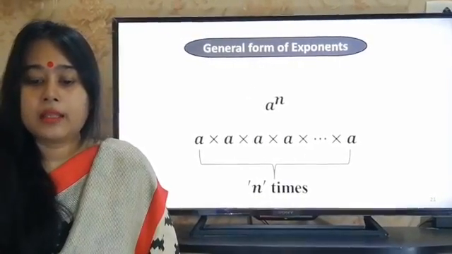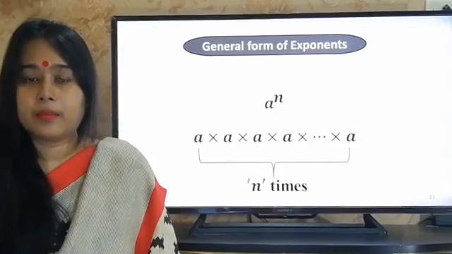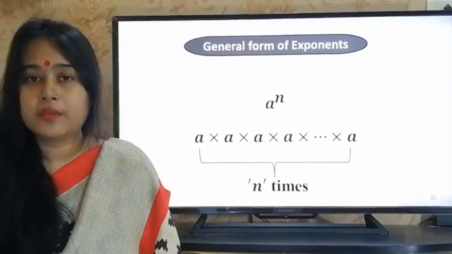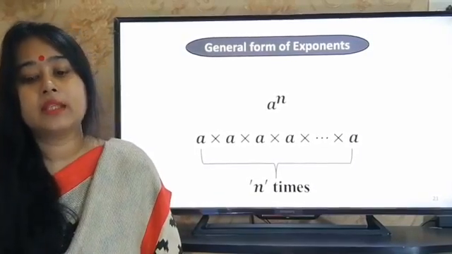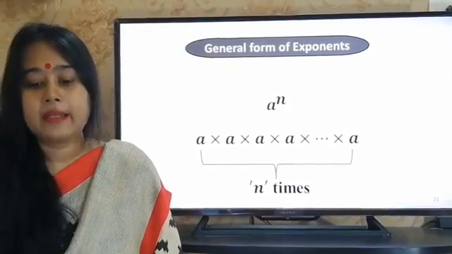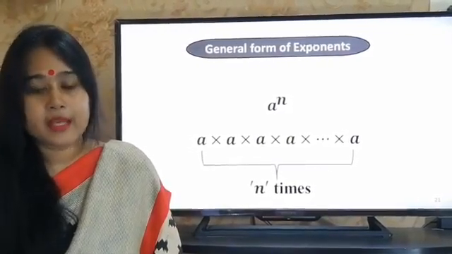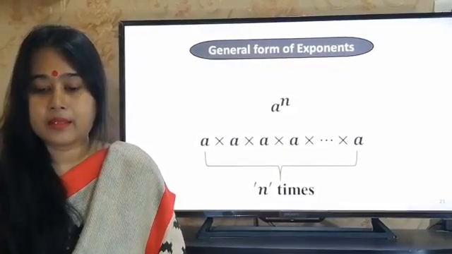So we know that when one number is multiplied by itself n times, this number n is called the power or index, and a, which is multiplied by itself, is the base here.